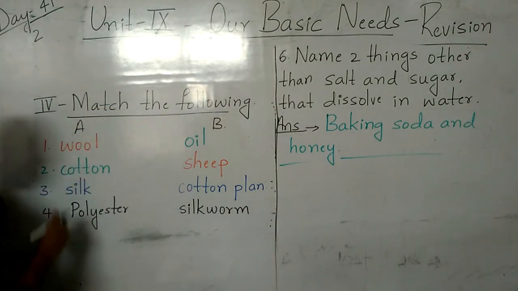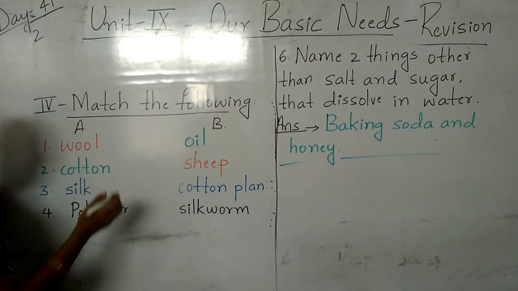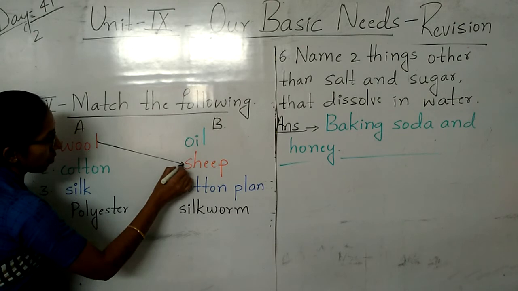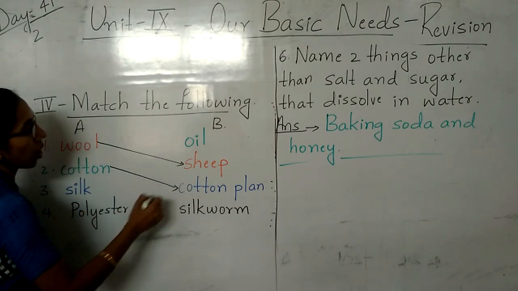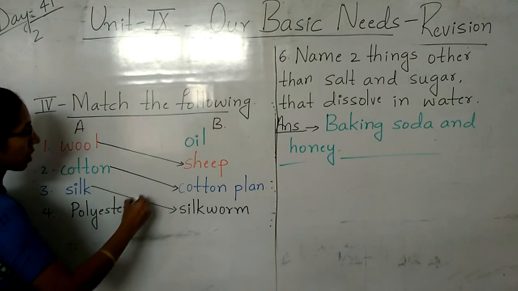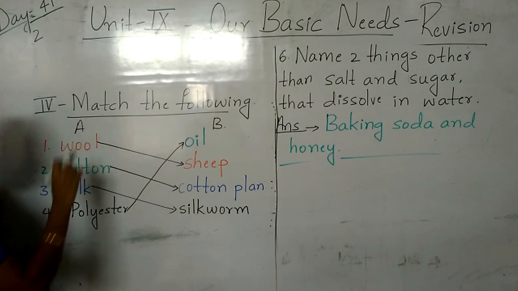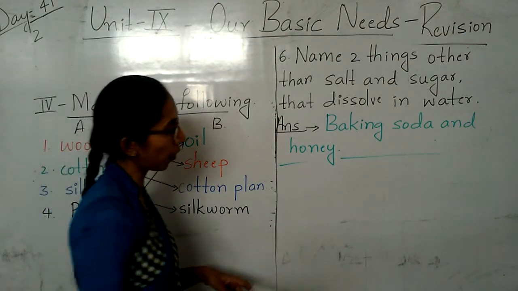Okay, children? Wool. How we will get the wool? You will get a sweater in winter season. Yes, it gets from the sheep. Cotton. Cotton will get from cotton plant. Silk. Silkworm. Polyester with oil.